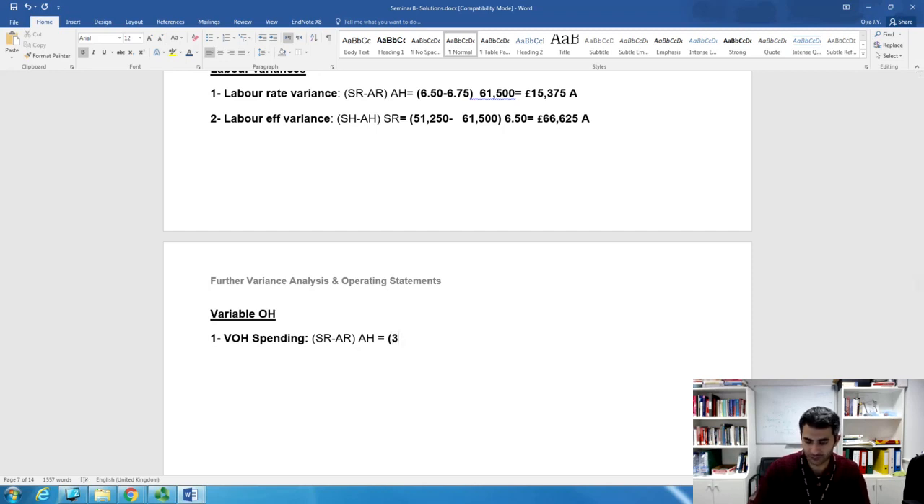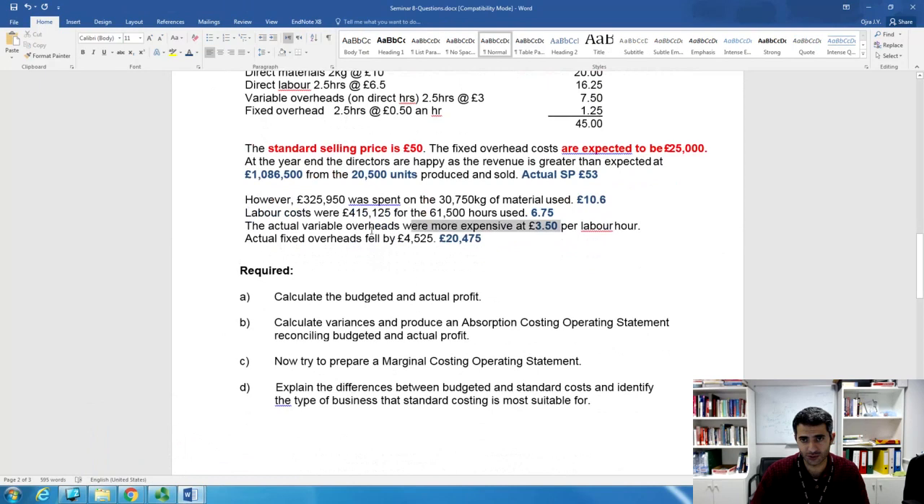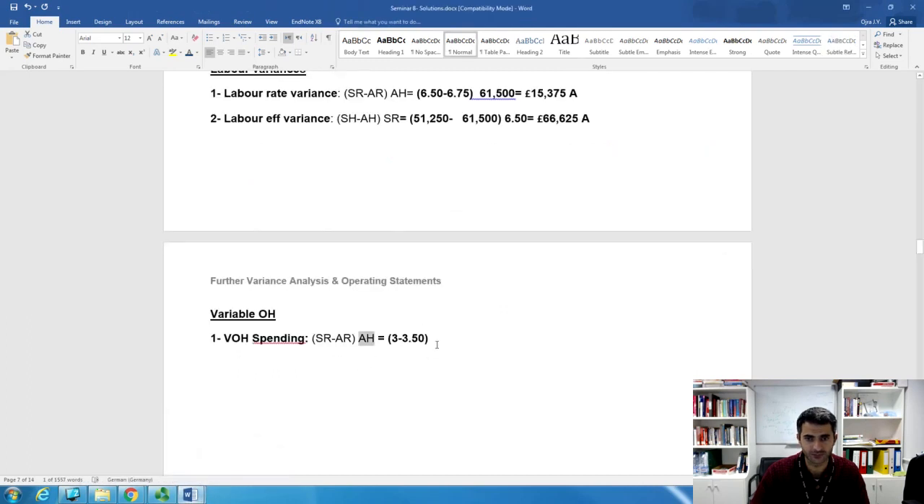3 minus 3.50, and then you multiply it by the actual hours. If you remember, the actual hours is the same as total labor hours, because if you look at the question, there is no actual hours for variable overhead. We need to use the number of actual labor hours here. Okay, 61,500. Let's do it. So 0.5 times 61,500. That's 30,750.